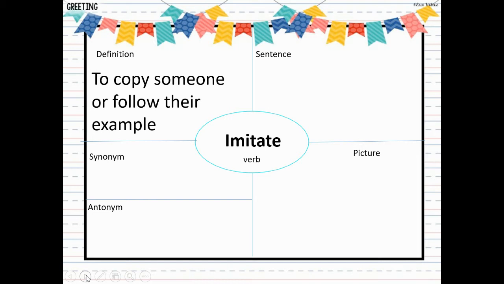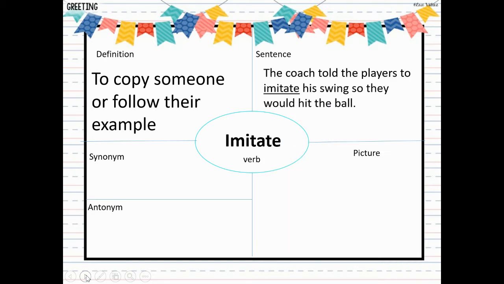Our next word we learned was imitate, to copy someone. Our sentence is, the coach told the players to imitate his swing so they would hit the ball. Do as I do, so that they could learn how to do it properly, to imitate, to copy, or to follow what he was doing.